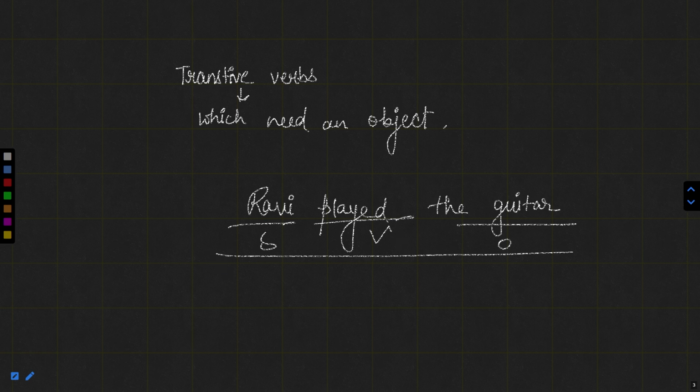For example, if I say Ravi played. Now, of course, here I just said that Ravi played. It means this action has been done by Ravi, and we need not mention any object over here. Without an object as well, the sentence is complete.